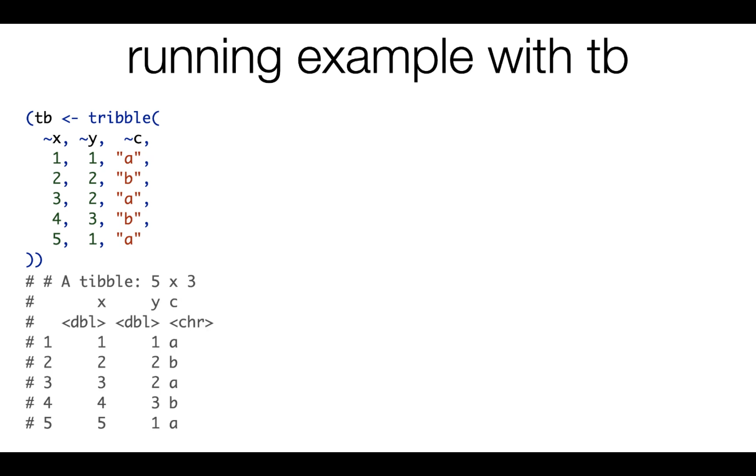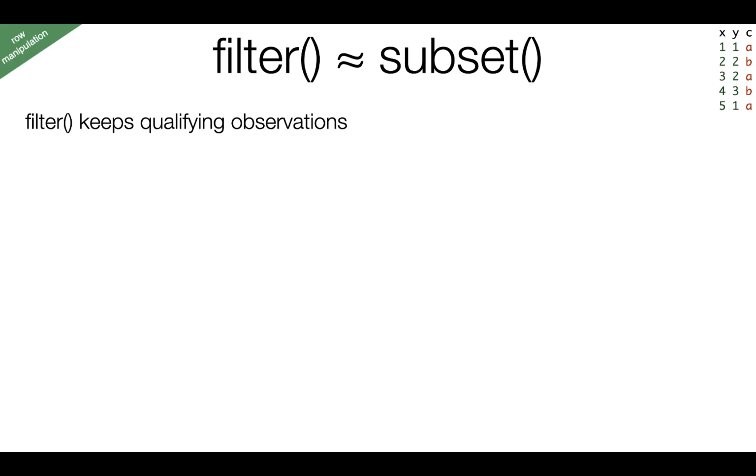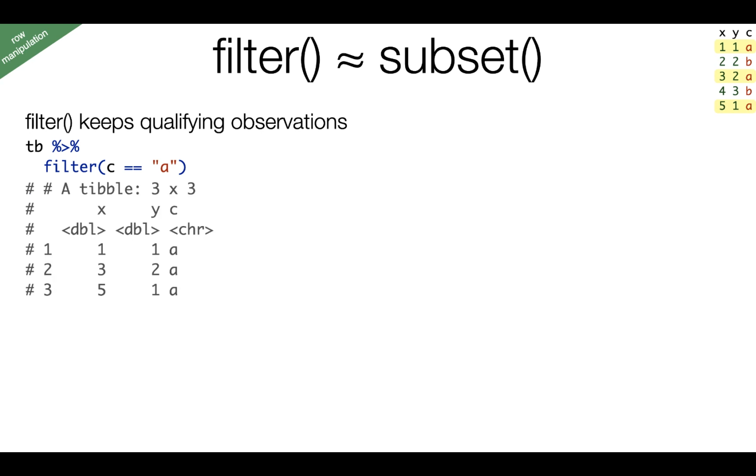5 rows, 3 columns. The first major verb in dplyr is filter. Filter is roughly equivalent to base's subset function, and its purpose is to keep qualifying observations. So it's going to throw away or discard rows that don't satisfy a particular condition. For example, here if we say TB filter C equals A, it's going to pull out all of the observations in the data set where C is equal to A. So the result, of course, looks like this.